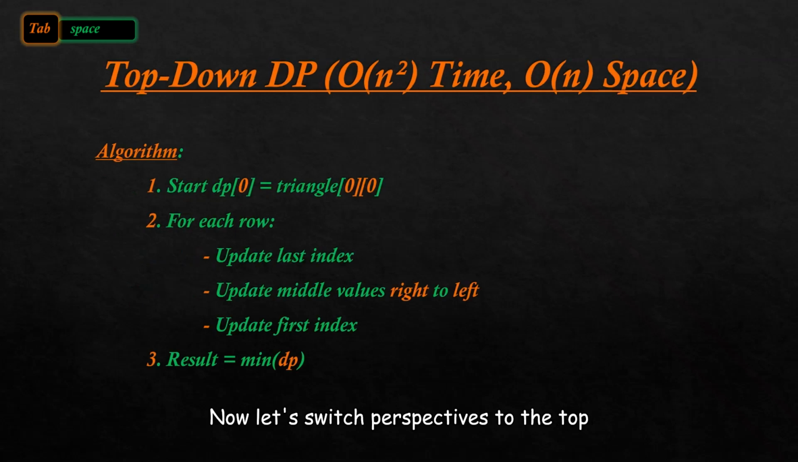Now let's switch perspectives to the top-down approach. We initialize a DP array with the top element. For each new row, we update the DP array from right to left. The last element in the row is updated by adding the value from the previous row's last element. The middle elements are updated as the minimum of two possible paths, the one directly above or the one diagonally above left. The first element is updated by simply extending the path from directly above. At the end, the minimum among the last row's values gives the result.